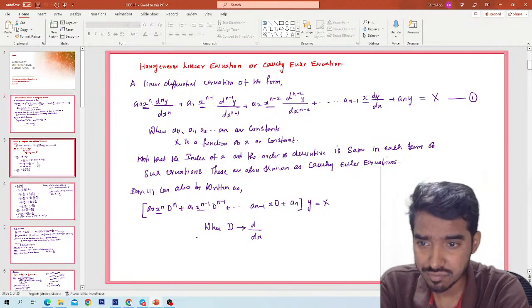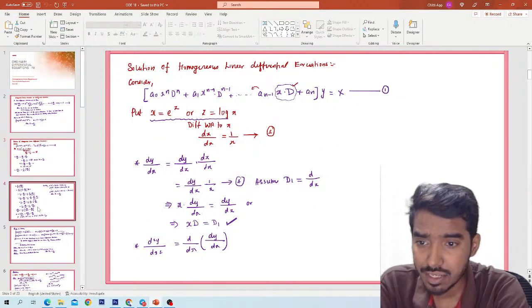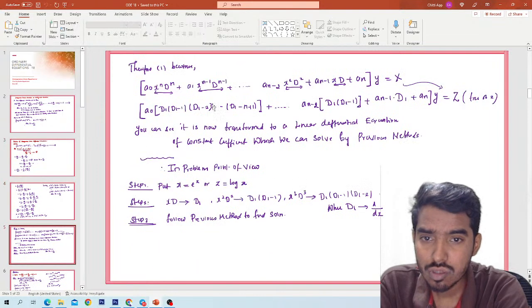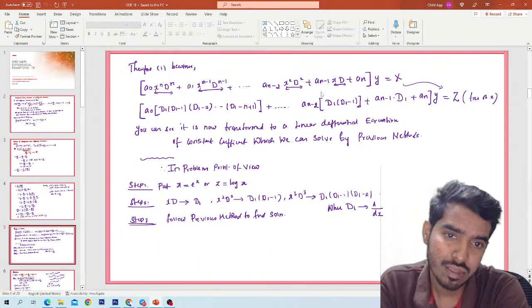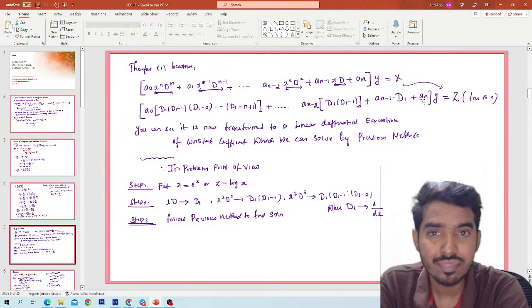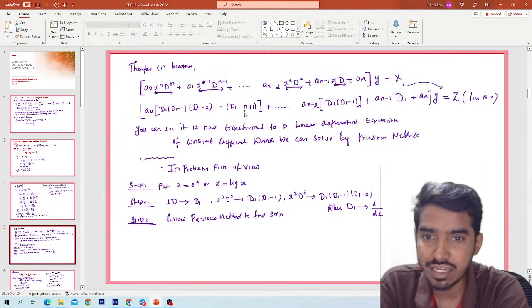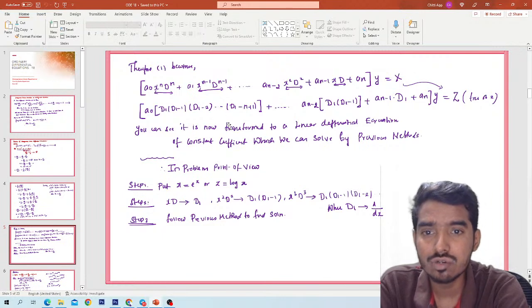You can see that after the substitution, this has been reduced to a second or higher order linear differential equation with constant coefficients. After that, we know how to solve these kinds of equations. You have to use those methods to solve these equations.